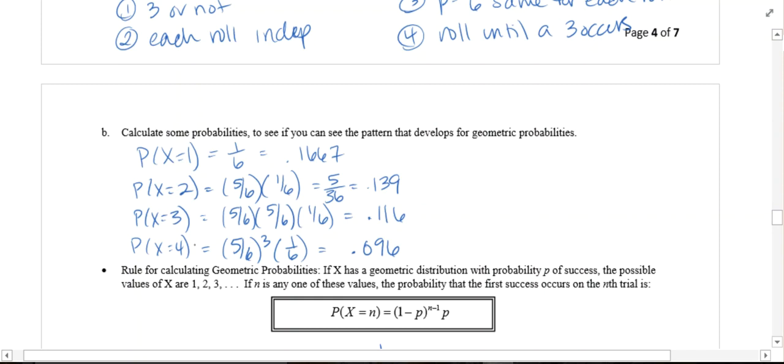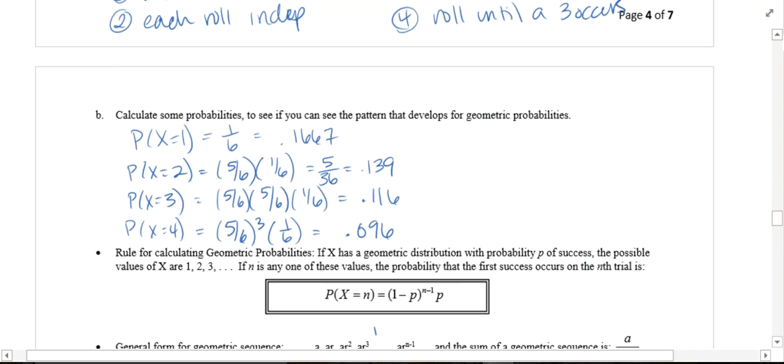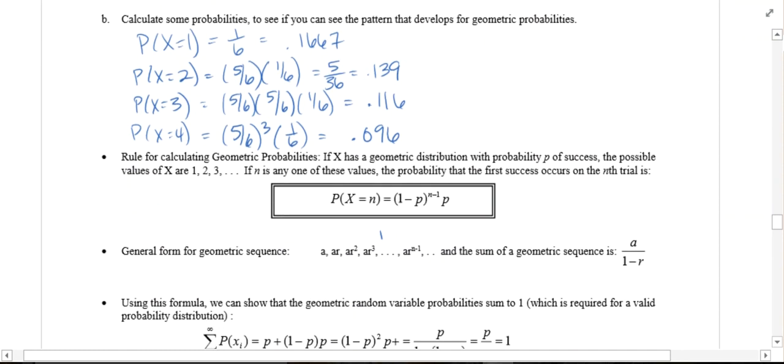So if I was looking at 7, what's the probability it happens on the 7th try? That means I would have had to have 6 failures and then 1 success on the 7th try. So that is exactly your formula. Probability x equals n, whatever that value is. 1 minus p is your probability of failure, and you have n minus 1 failures, and then probability p, which is your 1 success. Okay.